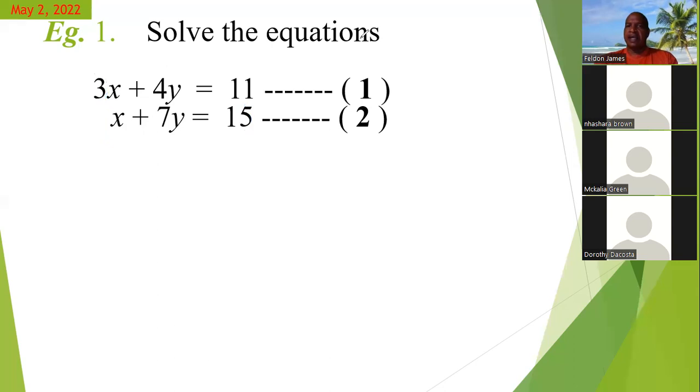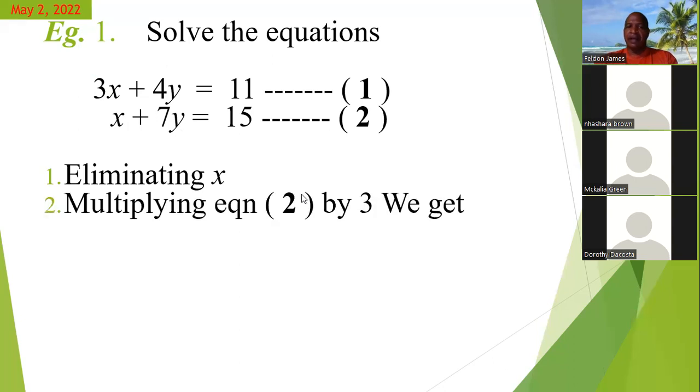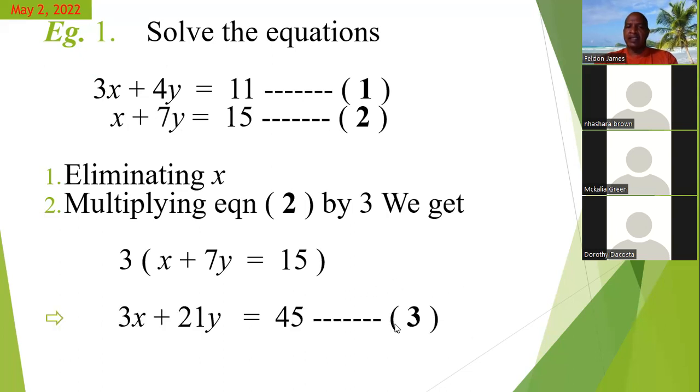Yes, sir. Right, so that's the first step. Step 1, we are eliminating X. Why are we choosing X? Because that one is easier to turn into 3 for both of them. One already has 3. To make the other one into a 3, we simply multiply it by 3. So we multiply that entire equation 2 by 3. We multiply X by 3, 7Y by 3, and 15 by 3. When we do that, we get 3x plus 21y equals 45. Now this equation we label as equation 3, right?